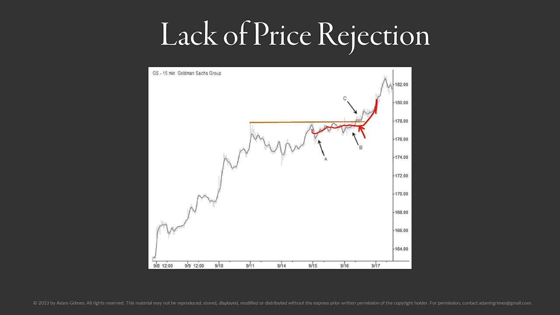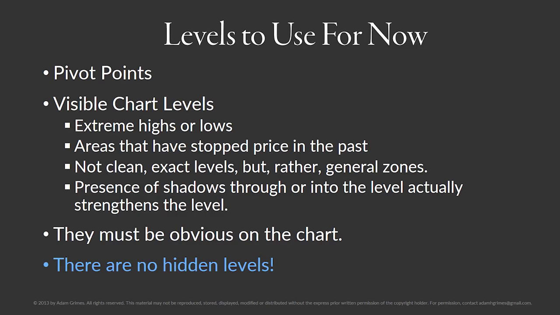Now, these are carefully selected examples. In real market action, it can be trickier, and markets will specifically do things to fake us out, but this is still the concept. So levels to use for now. Well, it needs to be obvious. And you just saw an example where one level was very obviously just a point on a chart that stuck out. Pivot points, particularly pivots that are at very visible chart levels.